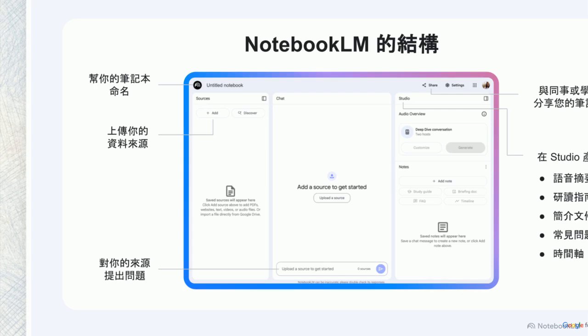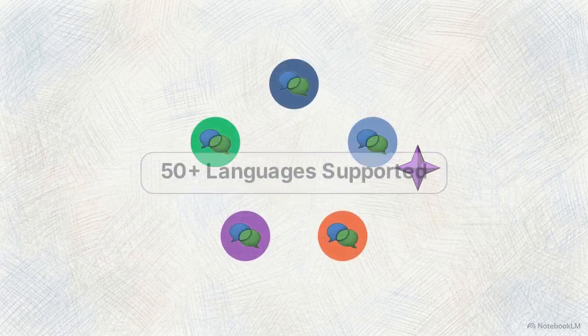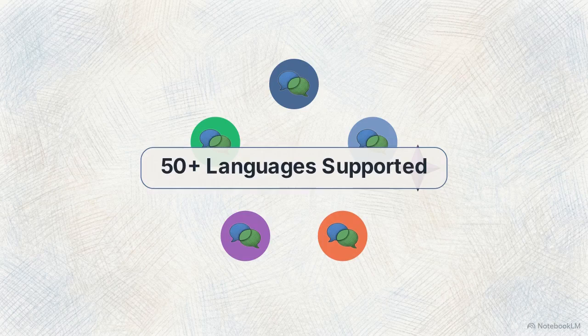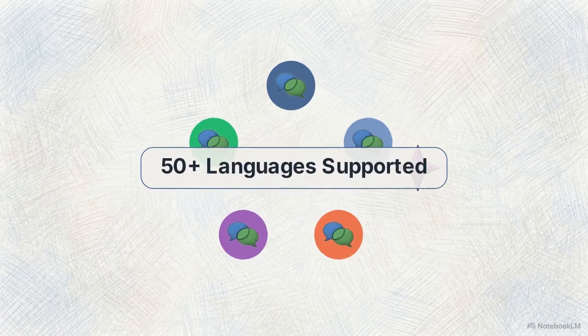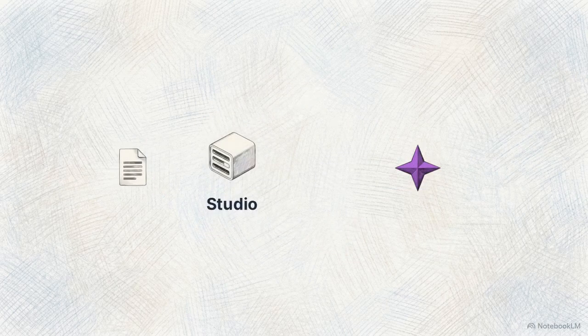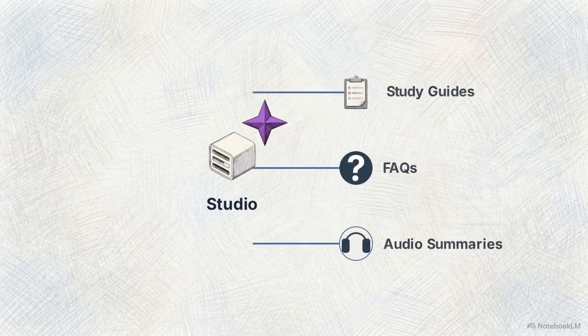It also has massive multilingual capability. Notebook LM can process your uploaded sources in up to 50 languages, allowing you to instantly support diverse, multilingual classrooms. Using the Studio feature, the AI transforms your dry text into instant study guides, FAQs, and even engaging podcast-style audio summaries that your students can listen to on the go.